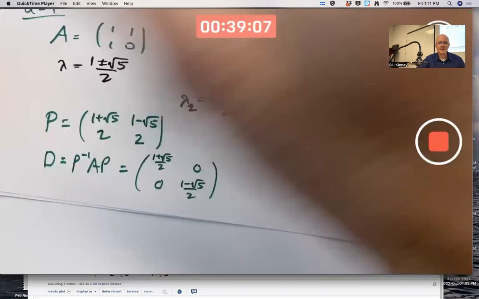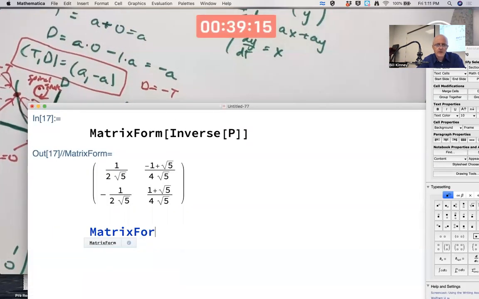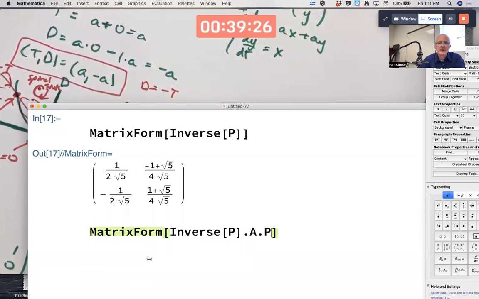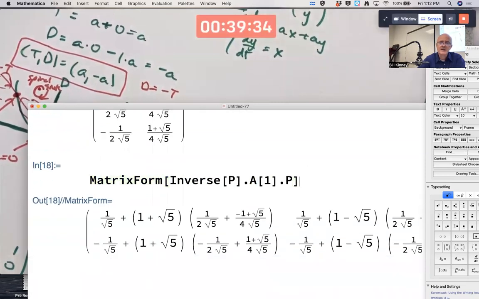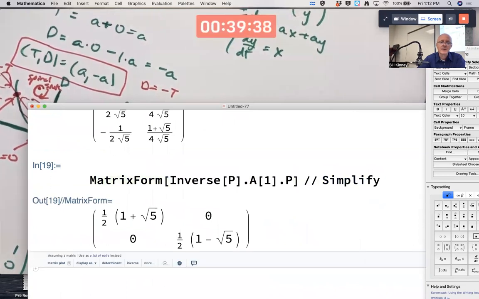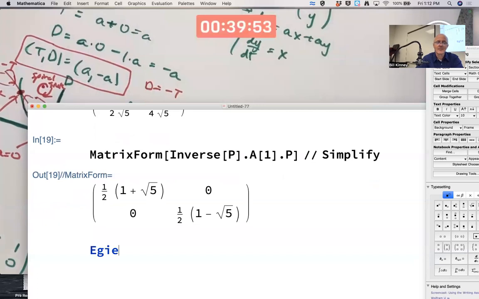Let's see if it happens. Matrix form, if it wasn't clear, is just to display output nicely. That's all it does. Inverse of P times A times P. Oh, I need A of 1. Sorry. Little a is 1. I better simplify. There we go. So that's a diagonal matrix similar to the original matrix. It's got the same eigenvalues. I mean, it's diagonal. The eigenvalues are the numbers on the main diagonal. But different eigenvectors.